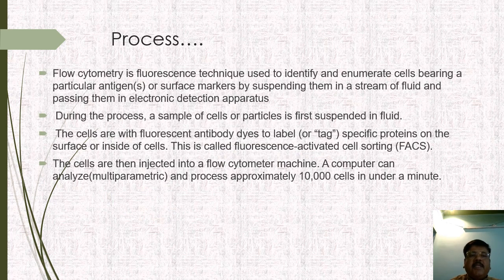So what is the process in flow cytometry? Flow cytometry is a fluorescent technique used to identify and enumerate the cells bearing particular antigen or antigens or surface markers by suspending them in a stream of fluid passing through the electronic detection apparatus.